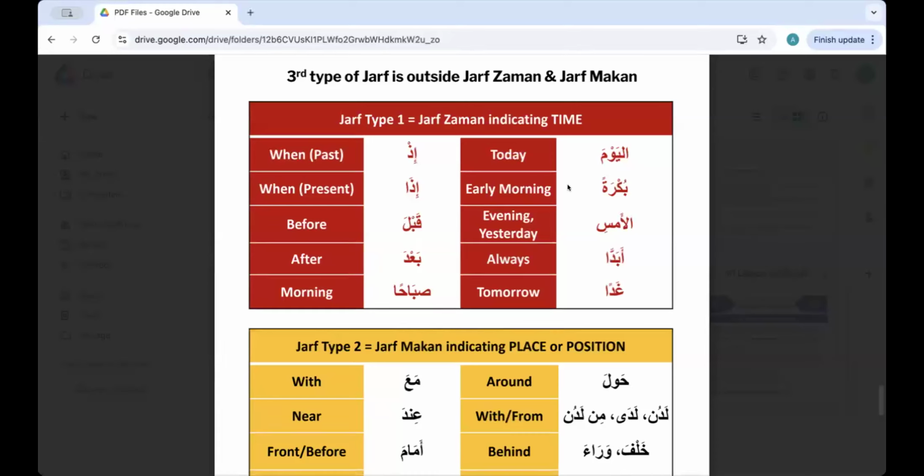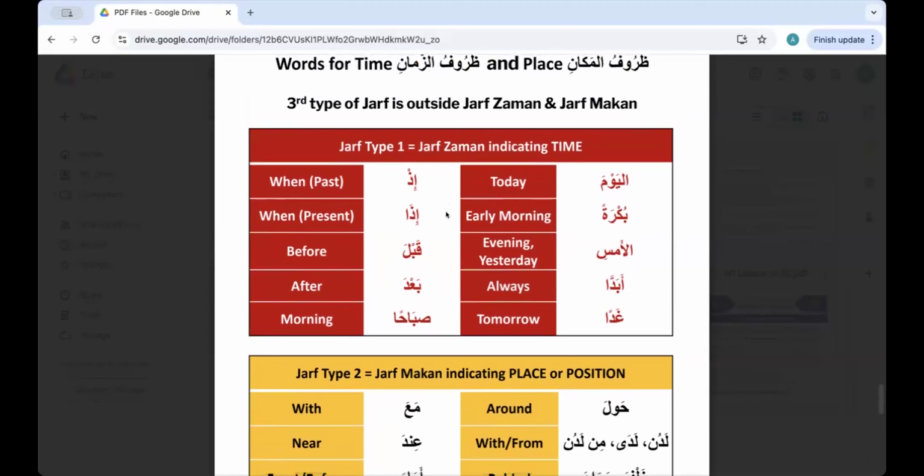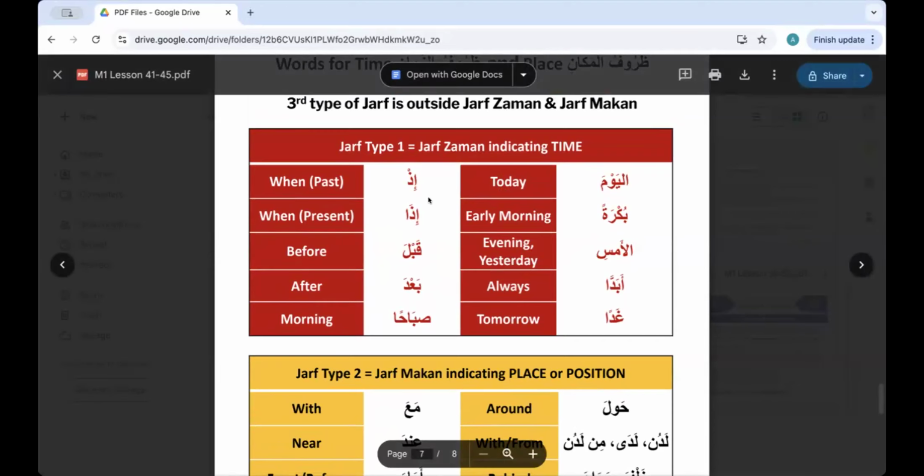So the first one, I'll read it and we'll go through it. Al-yawma, today. Bukratan, early morning. Al-amsi, yesterday. Abadan, always. Ghadan, tomorrow. So this is time, zaman. These two lines are zarf zaman.